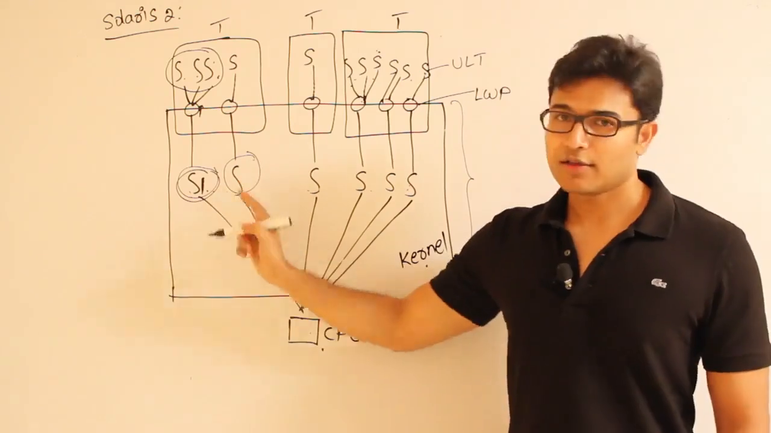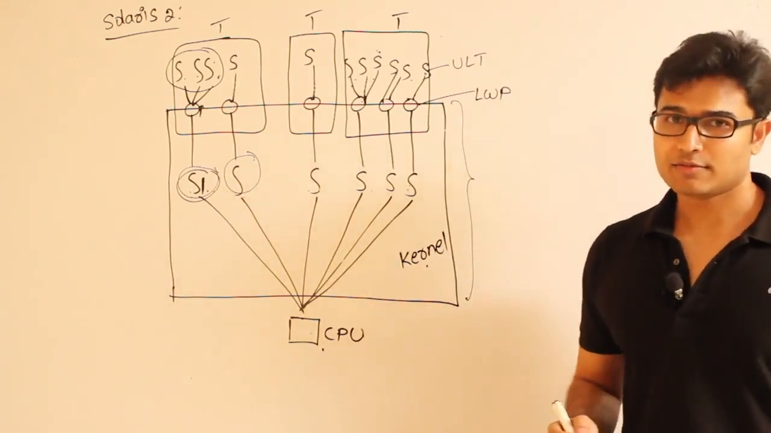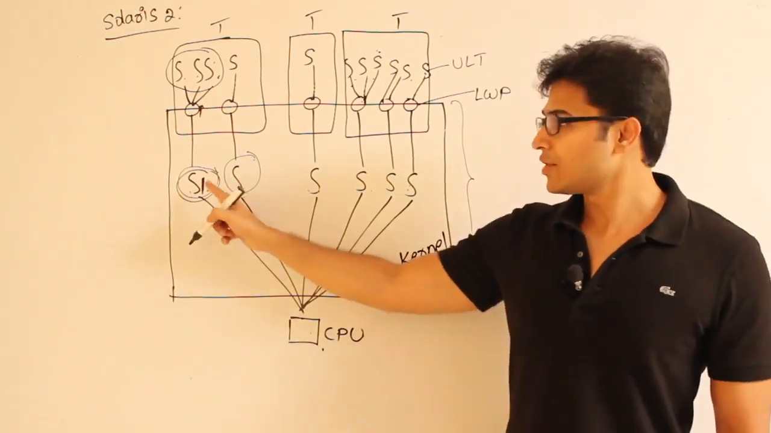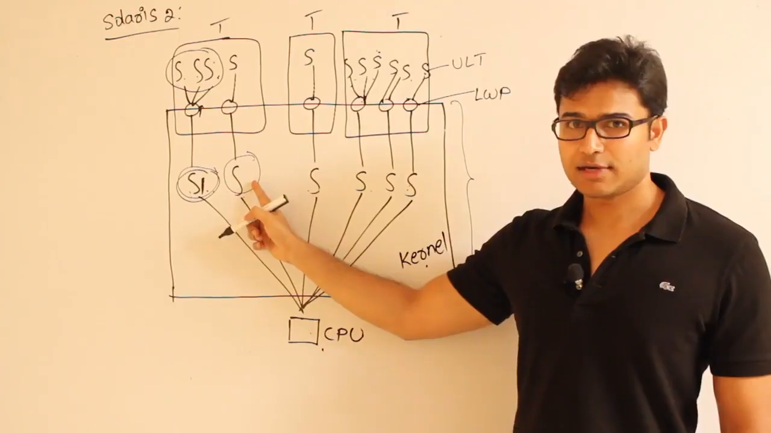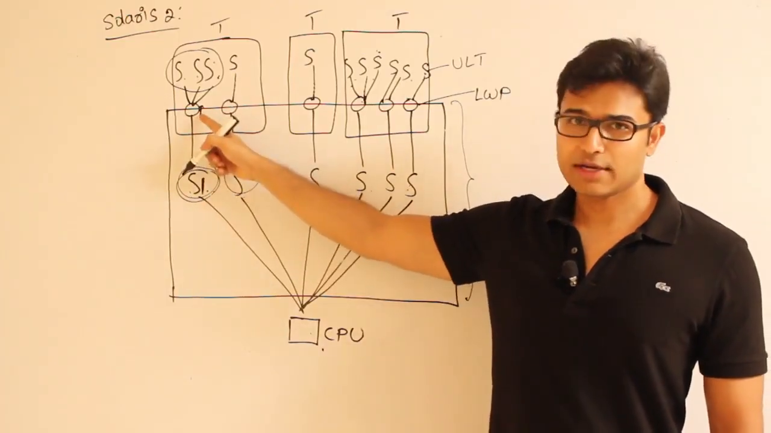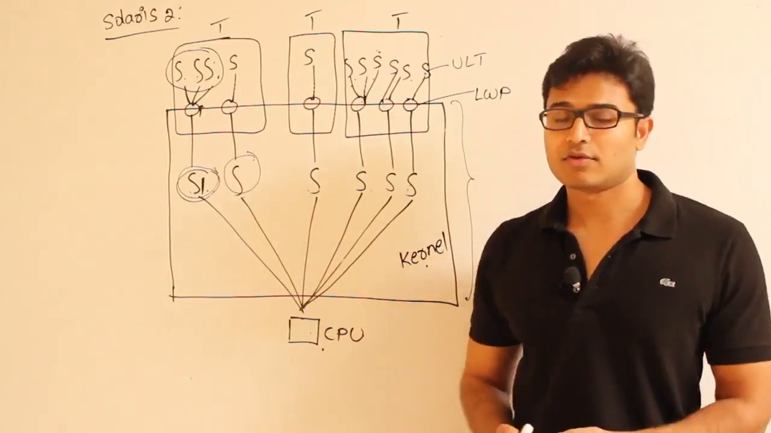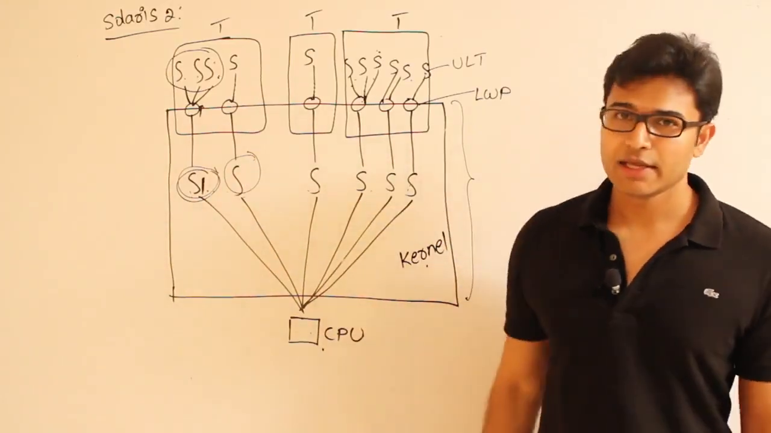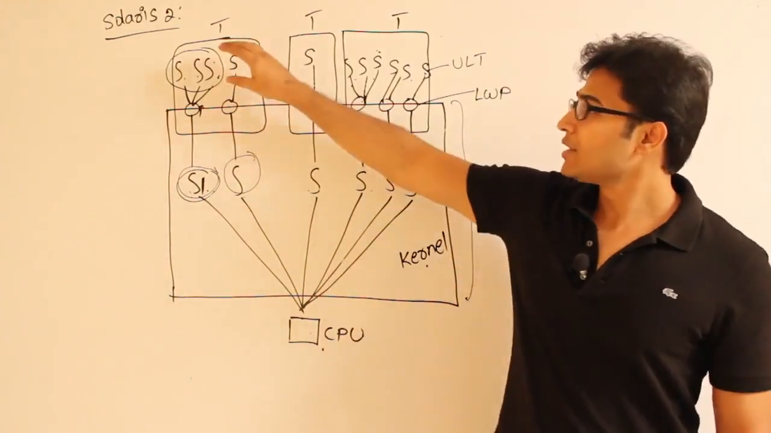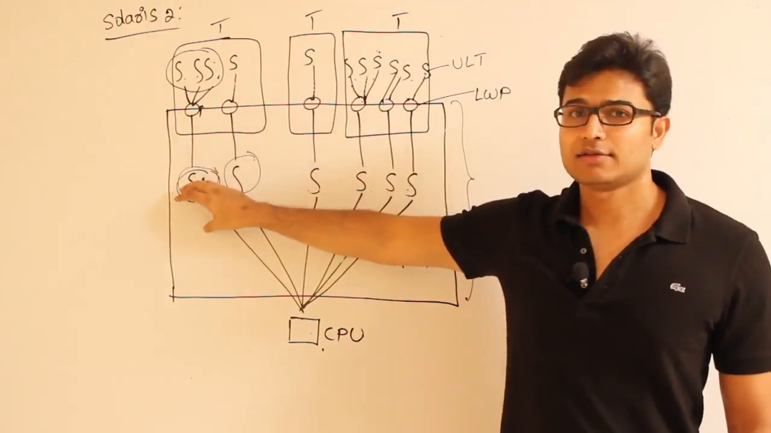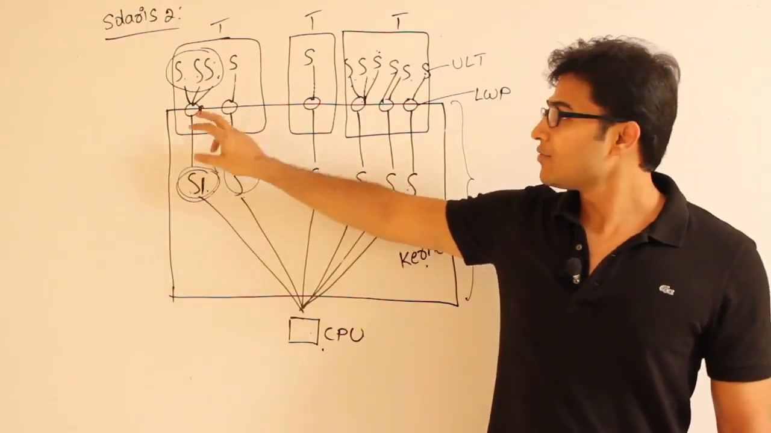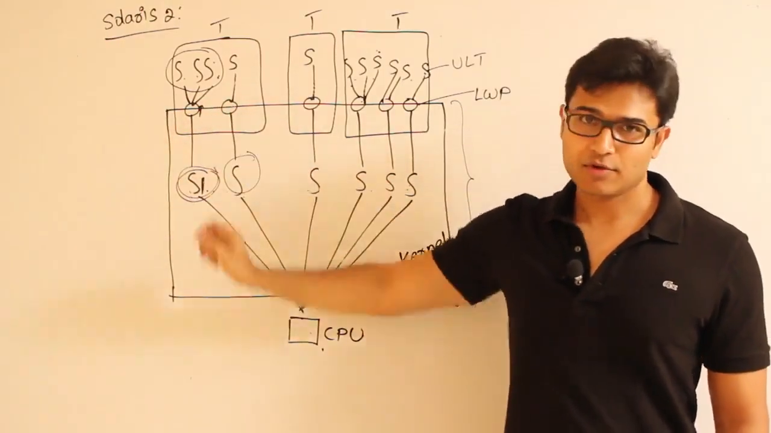That is why they are called kernel level threads, because our operating system is aware of these threads. And these threads are aware of lightweight processes, and these lightweight processes are aware of this. Therefore, this is a hybrid model in which both user level threads and kernel level threads are used, and we are also going to have lightweight processes.